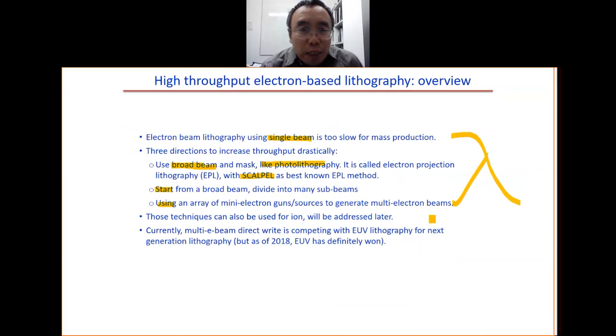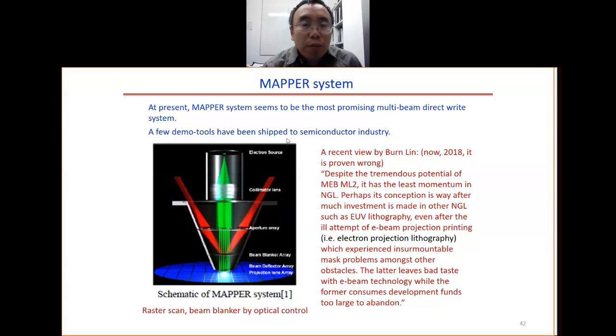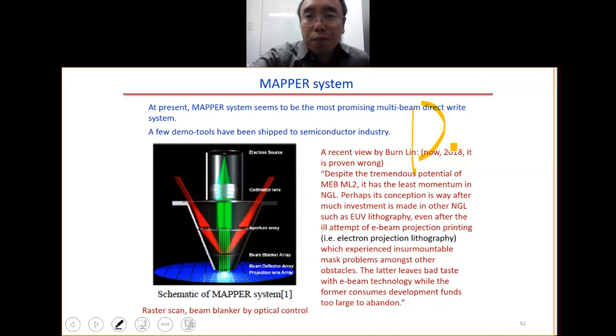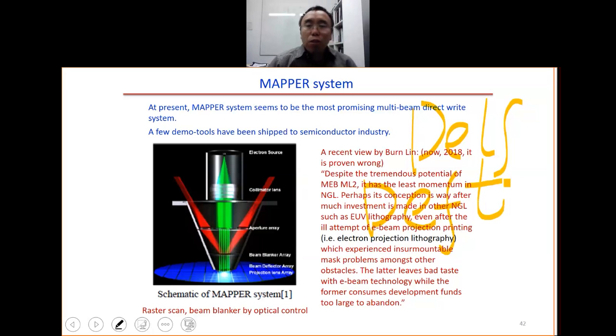The third one is this one. So we start from a broad beam, we divide into many small beams. One of the examples is by this Mapper. So Mapper is a company from Delft, Delft University from the Netherlands. This company was established in about 2000.